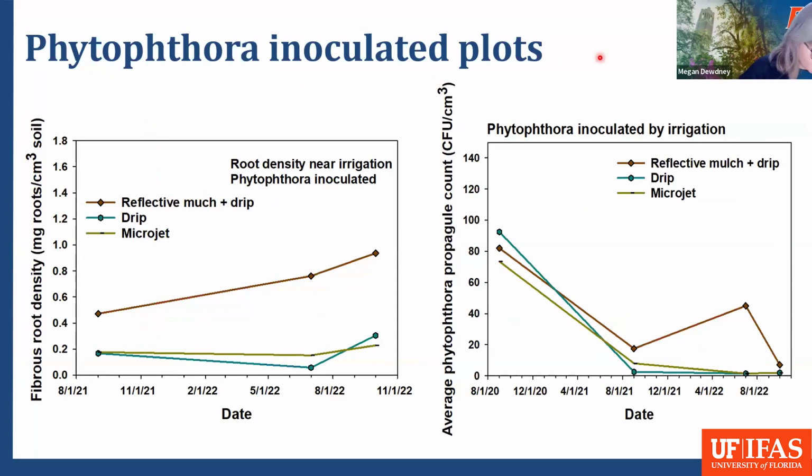When we looked at where we inoculated, so we added even more phytophthora, we had 3 different treatments. We were interested in how much the reflective mulch was going to affect our root systems in general and whether that was going to change something for phytophthora. So here we have our fibrous root density. We then looked at just drip without the reflective mulch, and then the microjets as we've had traditionally. In none of these trees had particularly great root systems, but by far the reflective mulch treatment had good root growth. And then we had sort of an improvement in root growth over time, but not much.